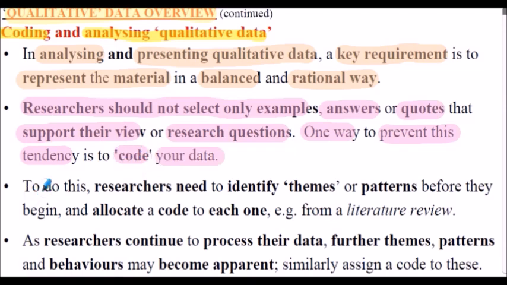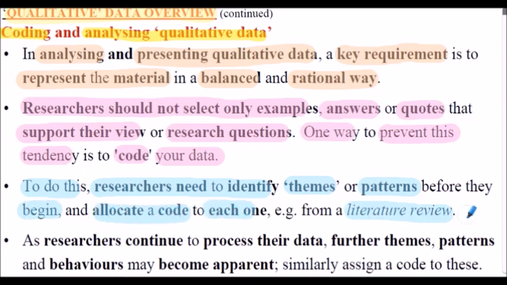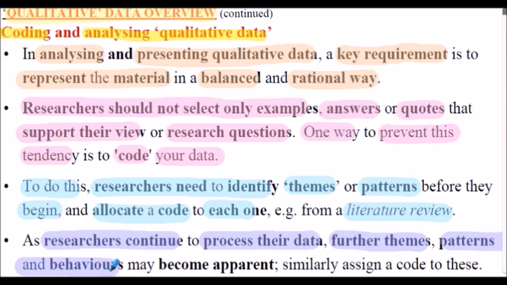To do this, researchers need to identify what's termed themes or patterns before they begin and allocate a code to each. Maybe the themes or patterns arise from a literature review that's been undertaken. As researchers continue to process their data, often further themes, patterns, and behaviours may become apparent, and similarly we assign a code to these as they arise.